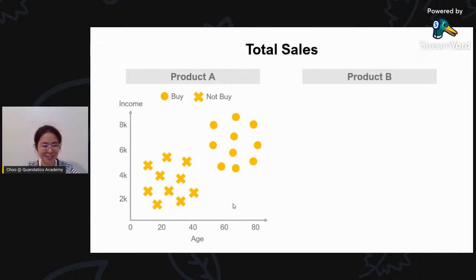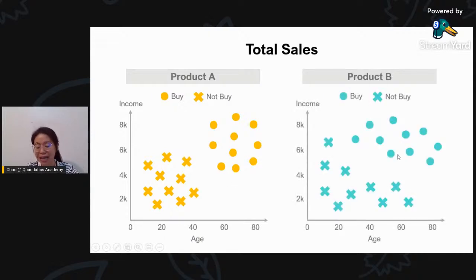Thanks, Cynthia. So from this plot of income and age, we are basically able to see that those with a higher income and older people have a higher potential to buy. Whereas those with a lower income and younger will not buy product A. The same goes for product B, but product B is not so clear cut. We couldn't really say that income is one of the determining factors.